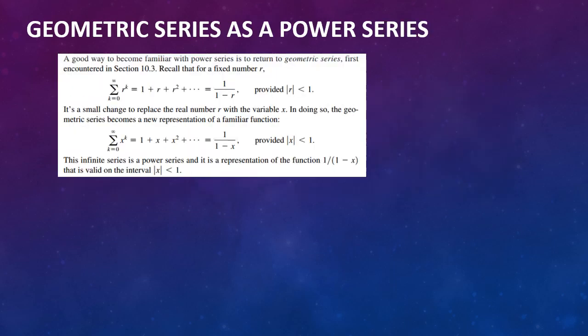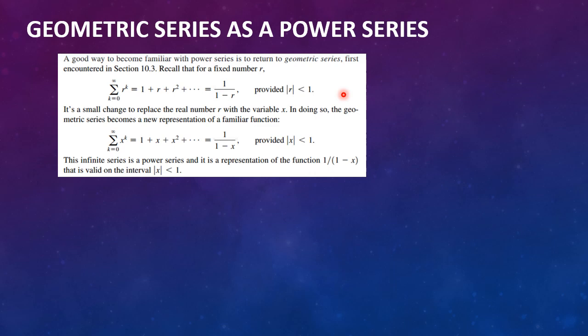A good way to become familiar with power series is to return to the geometric series first encountered in section 10.3. Recall that for a fixed number r, the summation from 0 to infinity of r to the power of k equals 1 plus r plus r squared, etc., which ultimately sums to 1 over the quantity 1 minus r, provided the absolute value of r is less than 1.